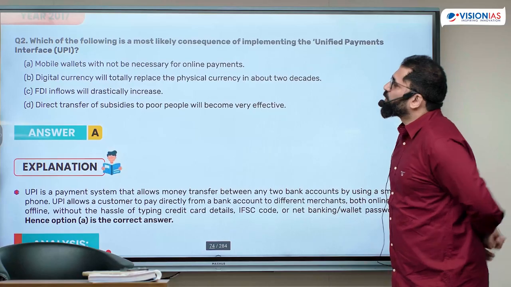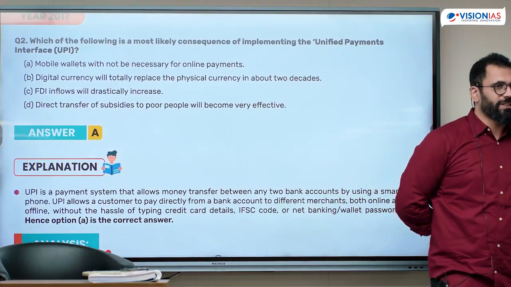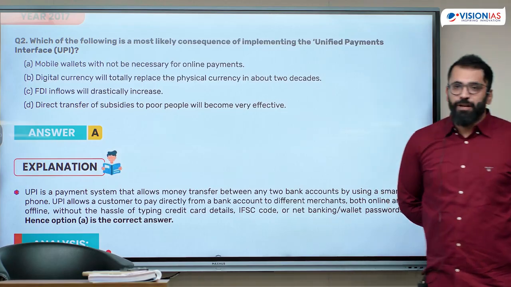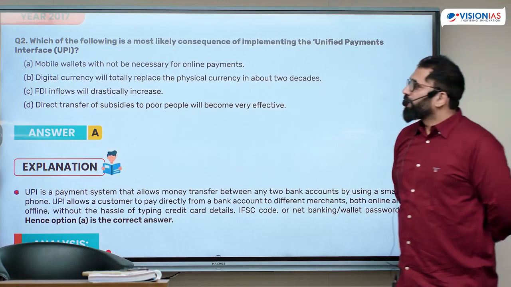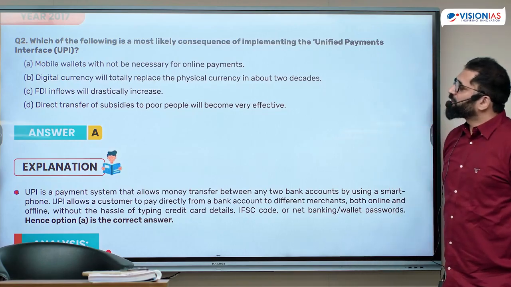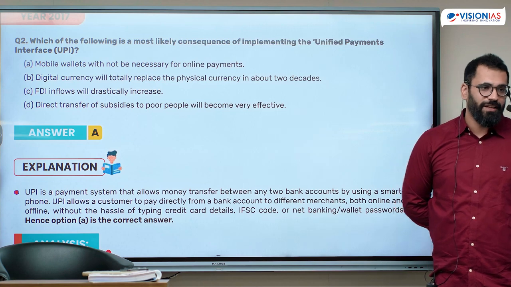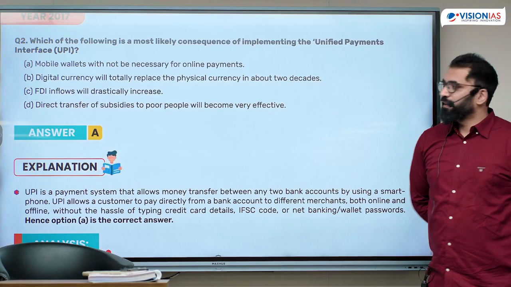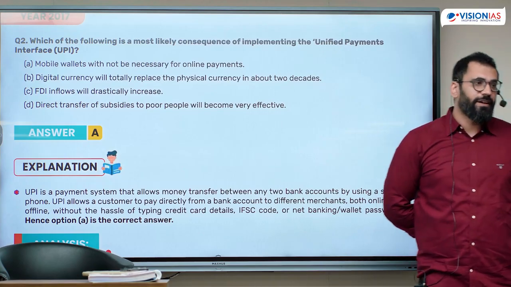Okay. Which of the following is the most likely consequence of implementing UPI? Read all the 4 statements, then only pick the right answer. Mobile wallets will not be necessary for online payments. So UPI, there is direct bank-to-bank transfer. Digital currency will totally replace the physical currency in about 2 decades. Is there any reference to digital currency? Doesn't make sense. FDI inflows will drastically increase. Direct transfer of subsidies to poor people will become very effective. How?